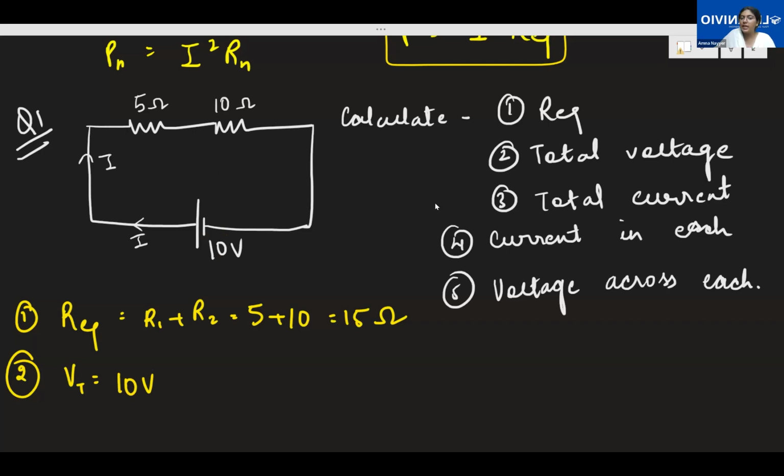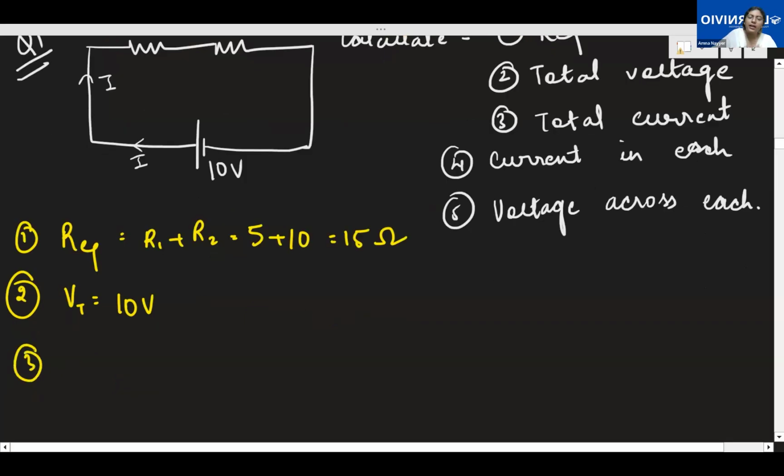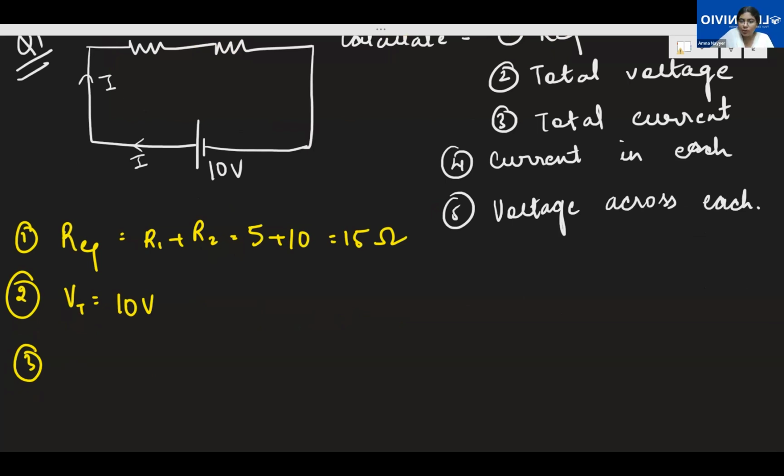Then we have the total current in the circuit. See, when I require total current, I'll have to consider total resistance. So I will be equal to total voltage by R equivalent. The total voltage and total resistance will give me the net value of the total current in the circuit. So this will be equal to 10 by 15, that is 2 by 3. Okay, so let's leave it in terms of 2 by 3.